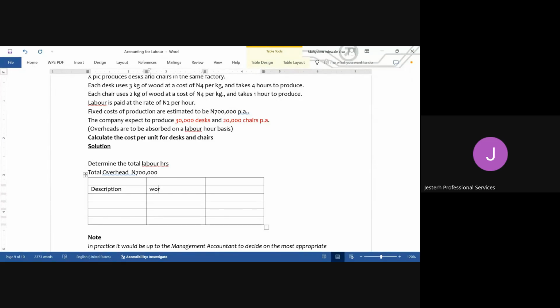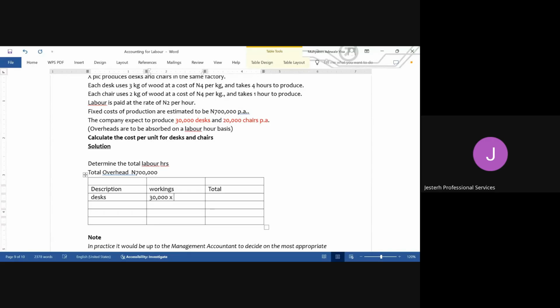Now, workings, and then total per unit. So now, like we did the other time, what are we calculating for here? We want to know the total labor hour. That is what we want to calculate for now. The total labor hour. Now, desk. How many units, what level of activity do they ask us to produce in desk? They ask us to produce 30,000.